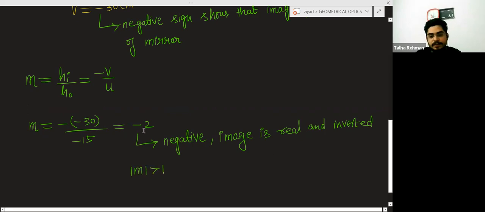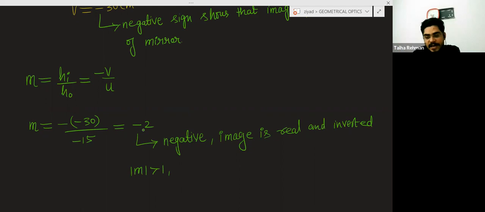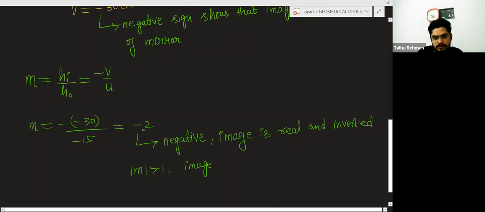Now talking about the magnitude of the magnification, the mod of magnification is greater than 1. You will take the mod of magnification, that is 2. 2 is greater than 1. What does it indicate? It indicates that the size of the image is greater than the size of the object. So the image is larger than the object.